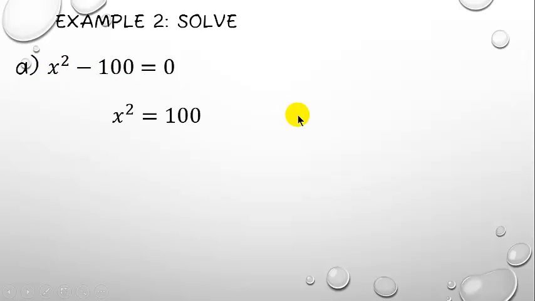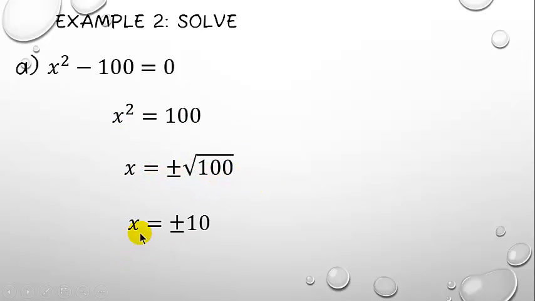The opposite of subtracting 100 is adding 100, so we'll add 100 to both sides. So we have x squared equals 100. Taking the square root, I have x equals plus or minus the square root of 100. So we have x equals plus or minus 10.